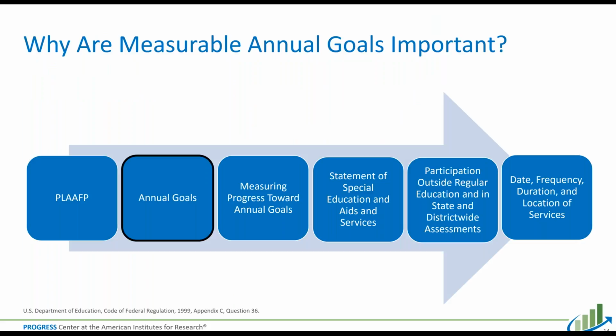So why are measurable annual goals important? The PLAF statement provides the foundation on which the IEP is built. The information in the PLAF is the starting point from which educators can specify appropriate goals, services, supports, and progress monitoring plans. Annual goals should address the individual needs that are described in the PLAF statement. Developing challenging and ambitious measurable annual goals will allow the IEP team to determine whether a student is making educational progress and whether the special education program is providing meaningful educational benefit.